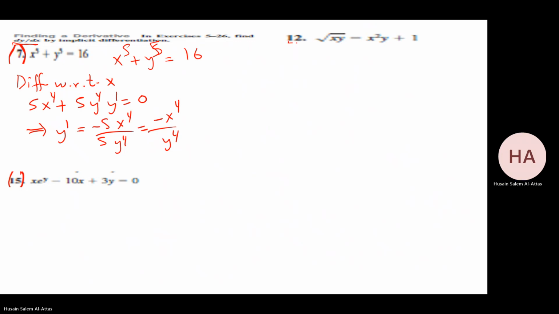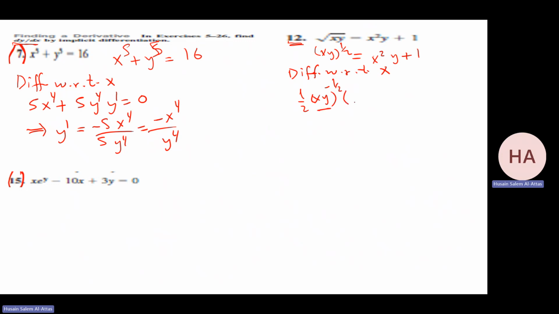Same thing. We want to differentiate with respect to x. This is x y to the power half equal x squared y plus 1. Now differentiate with respect to x to get what? I have half x y to the power minus half times the derivative of this. I have a product, that will be y plus x y prime, equal. Here I have product too. So I have 2xy plus x squared y prime. Derivative of 1 is 0.